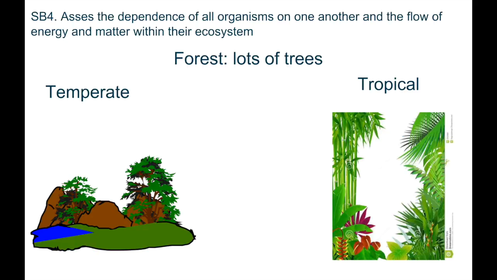The third we're going to talk about is the forest. That has basically lots of trees. We have two different types. We have a temperate and we have a tropical. The temperate is more of your conifers, those types of trees. Your tropical is more of a jungle type atmosphere. Your temperate is a little bit off the equator, more in the upper middle of the atmosphere, where your tropical is right on the equator.